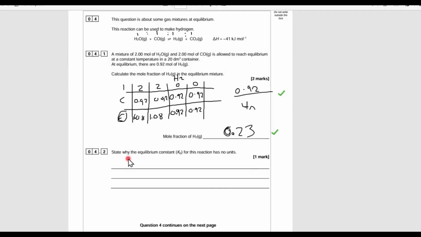4.2, state why the equilibrium constant Kp for this reaction has no units. So we're going to write out the Kp for this reaction. And hopefully you know Kp is the same as Kc, guys. So we're just doing products over reactants. The only difference here is these are in curvy brackets because it's kPa, it's pressure, and we put the coefficients outside, but because they're all 1 to 1 to 1 to 1, there's no coefficients.